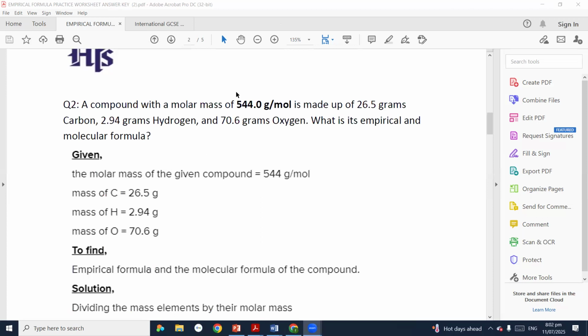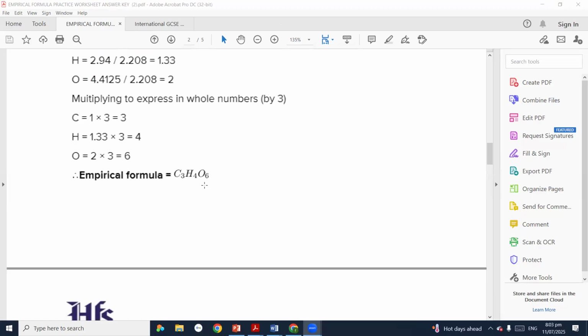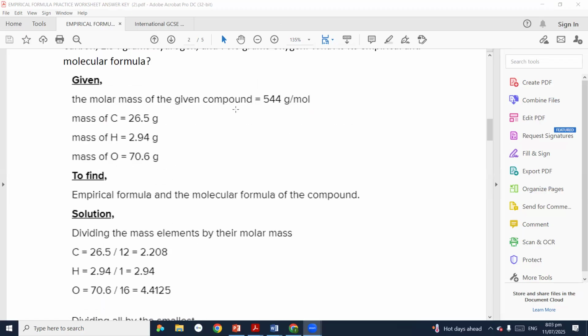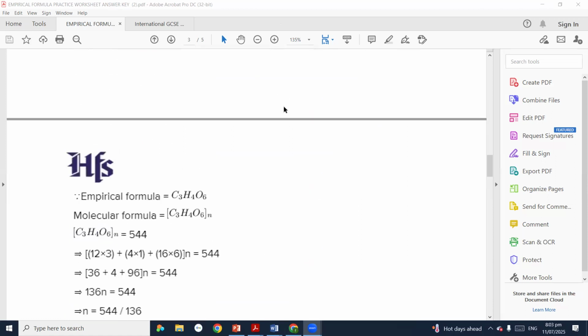So in this question, you calculated the empirical formula in the last class. The molar mass is given, 544 grams per mole. And the empirical formula of this compound is C3H4O6. This is the empirical formula, and here you are given molar mass 554 grams. So how will you calculate?